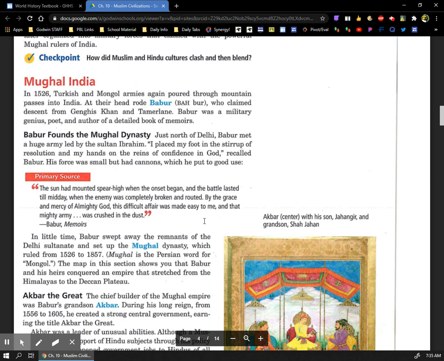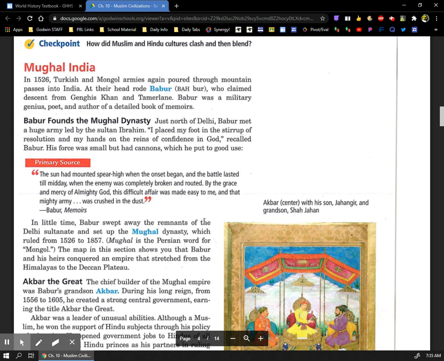In little time, Babur swept away the remnants of the Delhi Sultanate and set up the Mughal dynasty, which ruled from 1526 to 1857. Mughal is the Persian word for Mongol. The map in this section shows you that Babur and his heirs conquered an empire that stretched from the Himalayas to the Deccan Plateau.